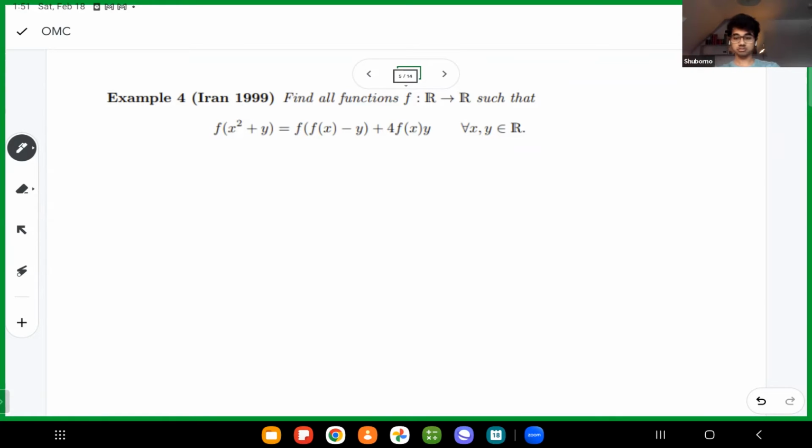Also, if you guys need things for the basics of functional equations, I had written something in high school. You can probably see this. It's really basic, so I think it'll be useful if you want the basics.